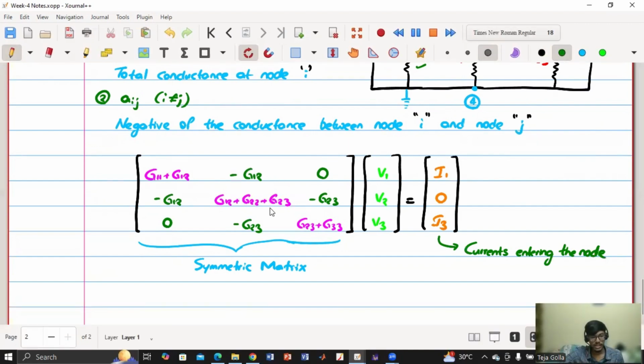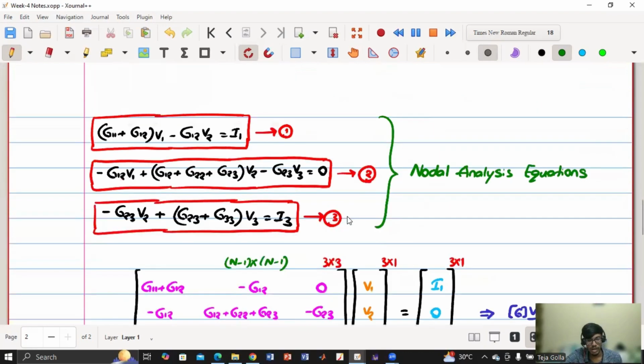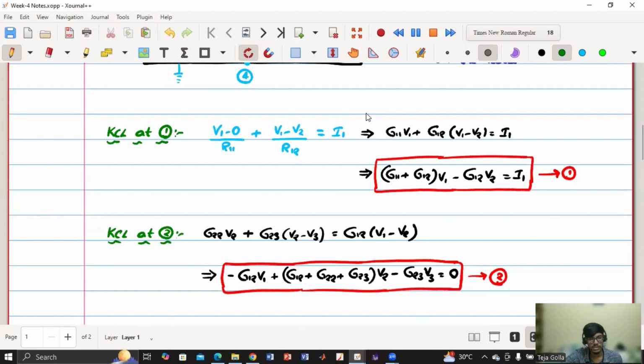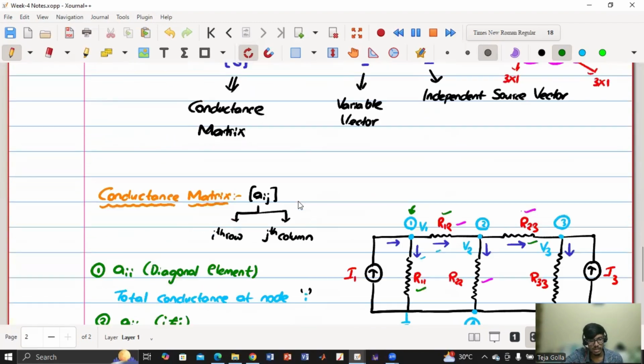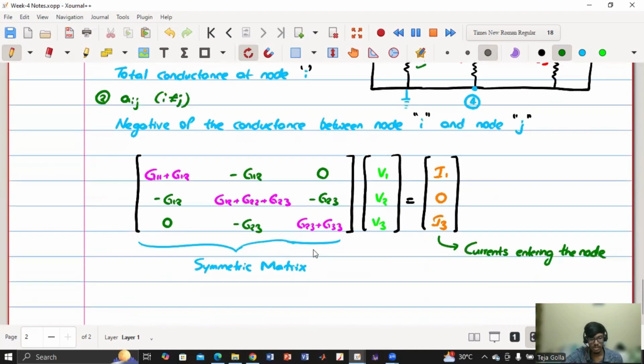So if you see, this matrix equation and this matrix equation are the same. Here we have gone through the pain of writing all the equations, whereas in this case, we have directly used the technique and directly written the equation to get this matrix. Now we'll take the inverse of this and multiply with this to get V1, V2, and V3. Is this clear, or do you have any doubts?